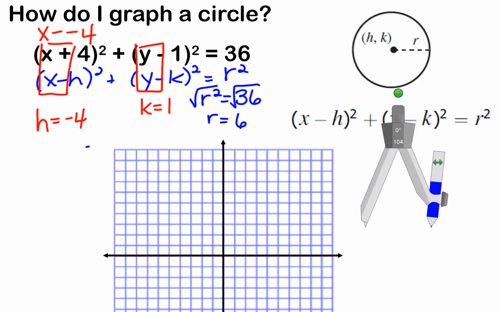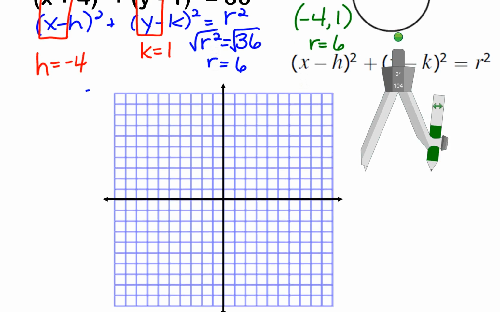So now I can say that the center of my circle is located at (-4, 1), and then I have a radius of 6. So what I'll do is I will graph (-4, 1), and then I'll graph points out from that with a radius of 6.